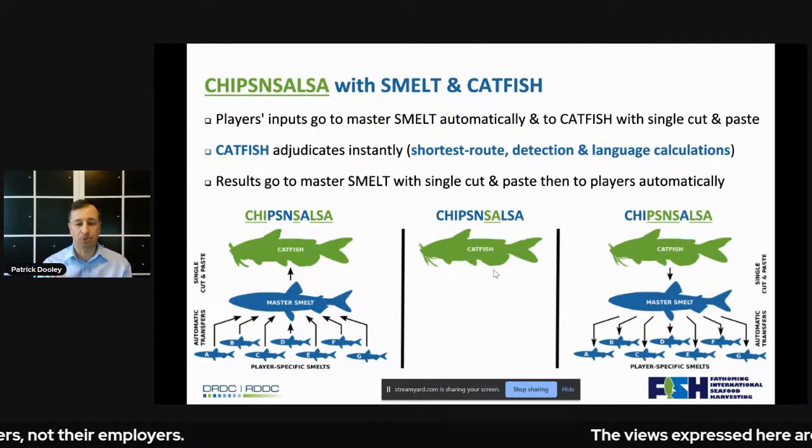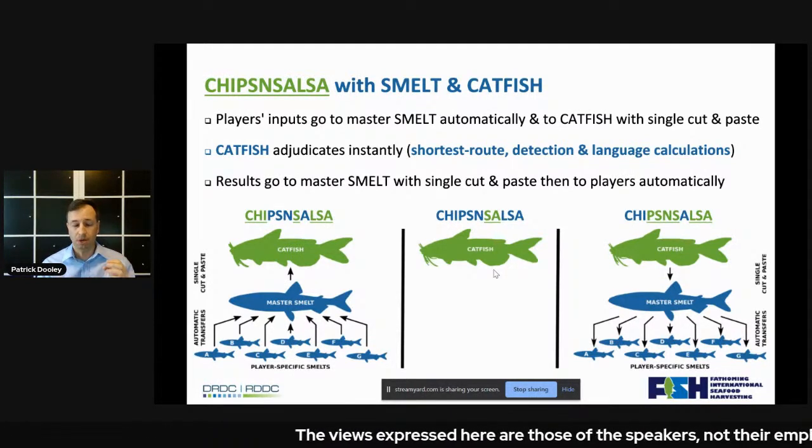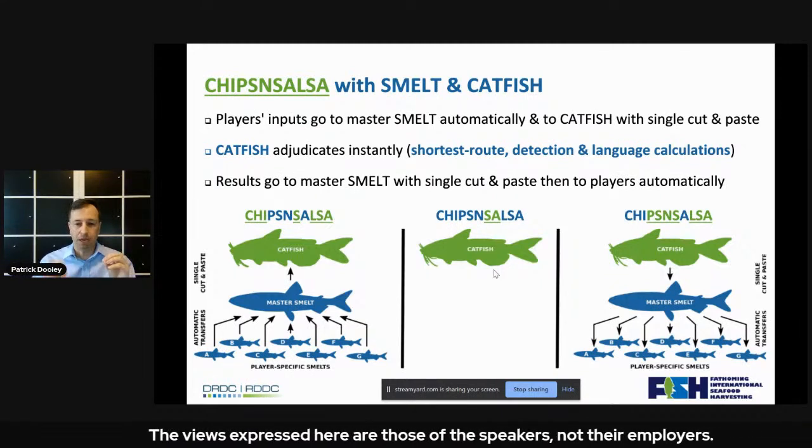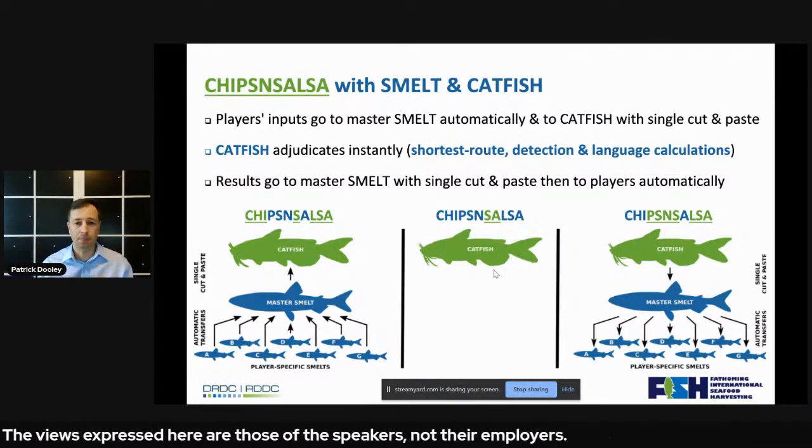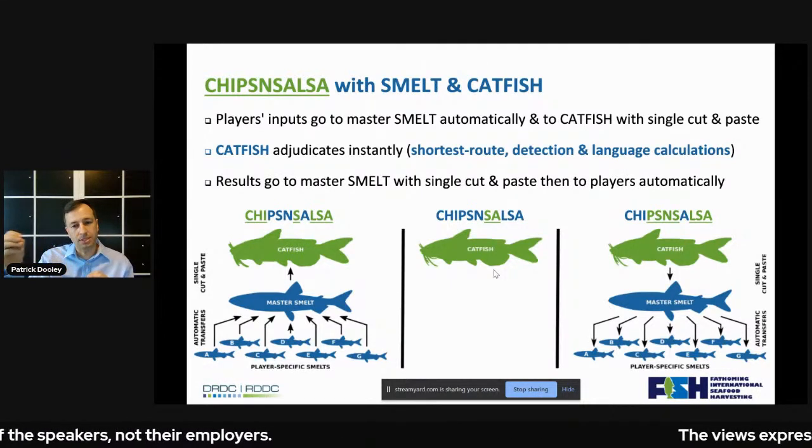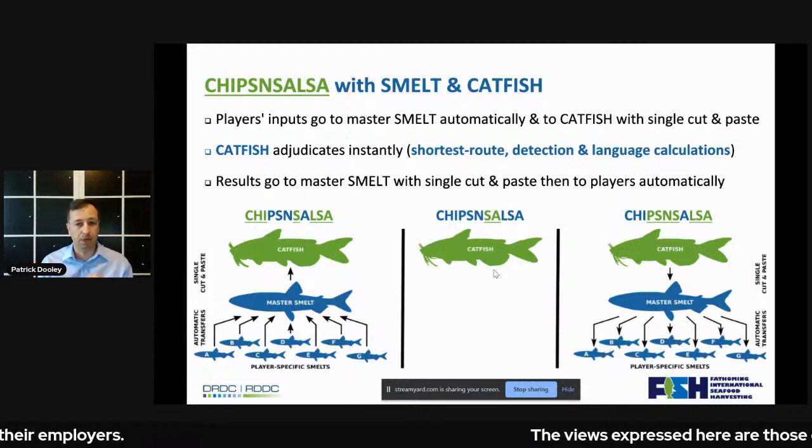So CATFISH is doing all kinds of calculations. It's doing things like calculating the shortest route for every unit between where that unit was based and where the player wants it to go. It's doing detection calculations for every unit. What does that unit see? And is that unit seen by others?